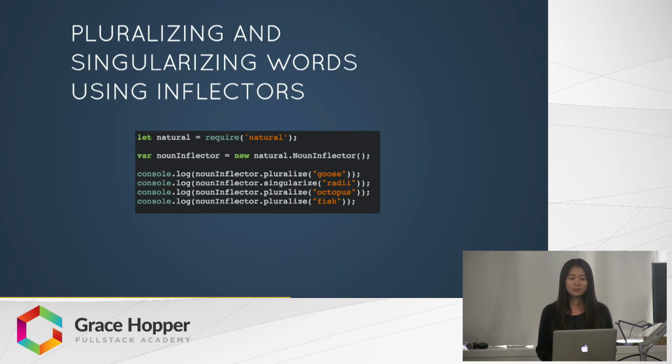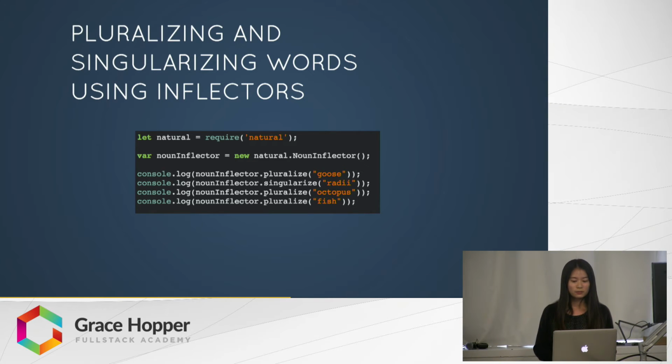So first is pluralizing and singularizing words using inflectors. And it's pretty easy to start using the natural library. All you have to do is npm install natural, and then you can require natural in your file. So I have an example with noun inflectors here, but there are also verb inflectors available. It's really awesome. So in this case, we're going to pluralize these words and singularize one word.